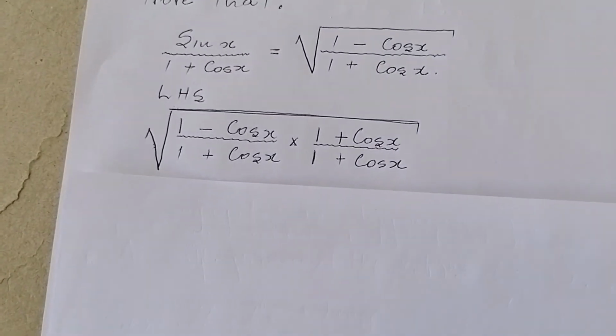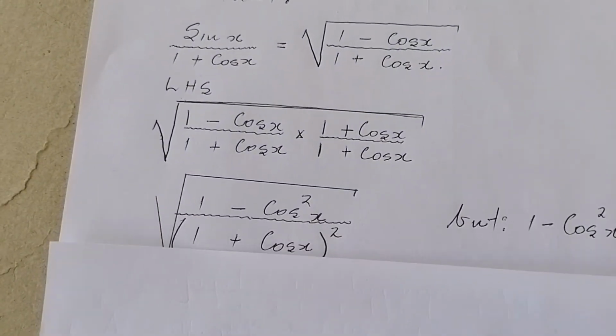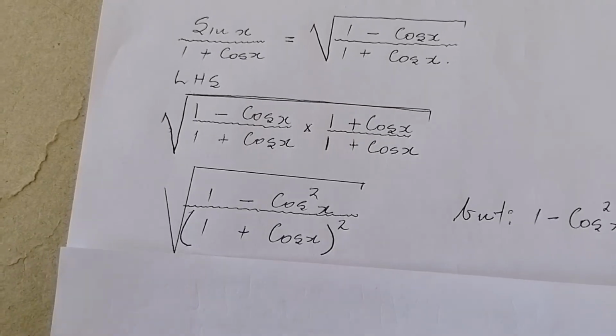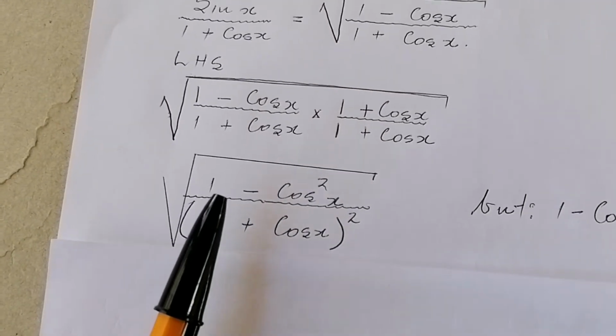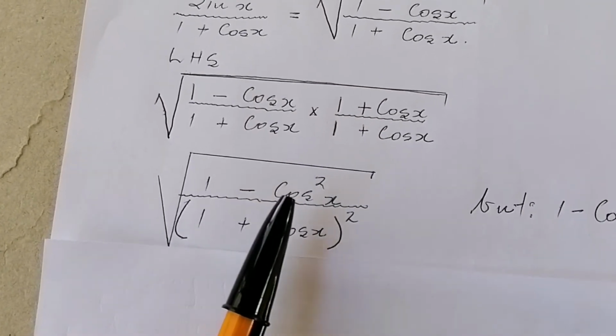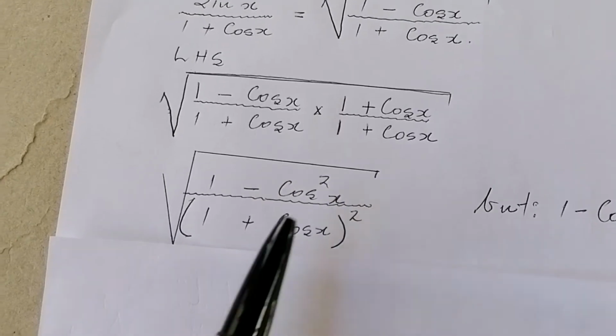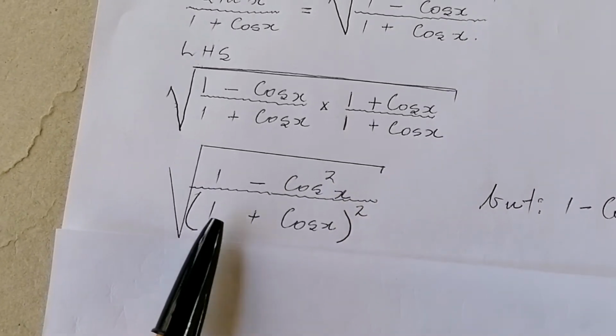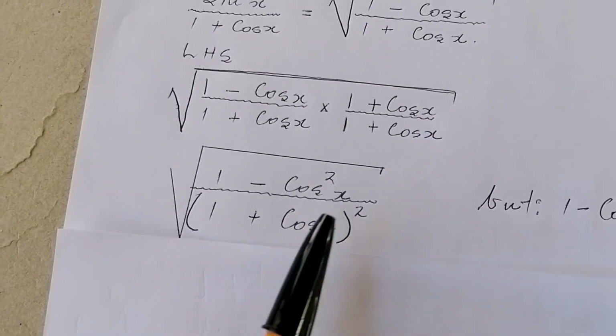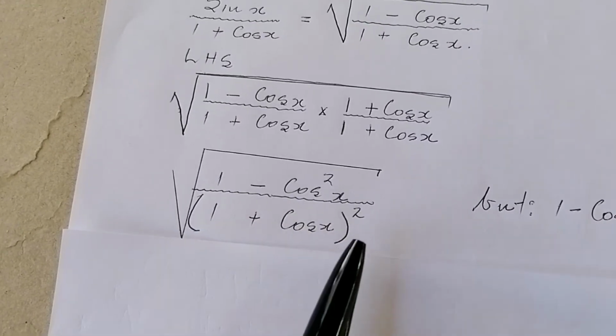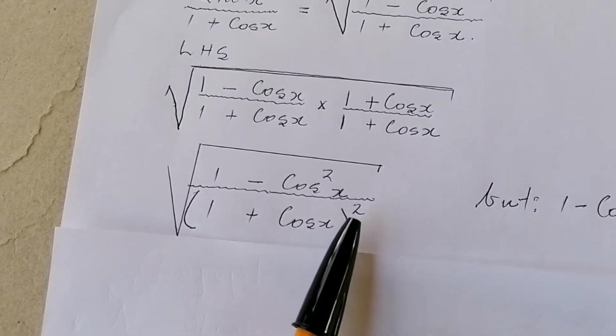Now, simplifying, the numerator would be 1 minus cos squared x. The denominator would be 1 plus cos x, all to the power of 2.